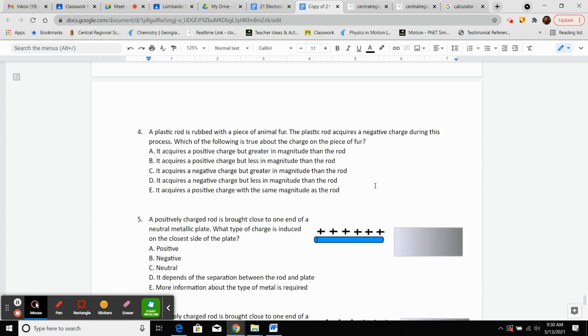Number 4, plastic rod is rubbed with animal fur. The rod acquires negative charge during this. So then what is true about the charge of the fur?